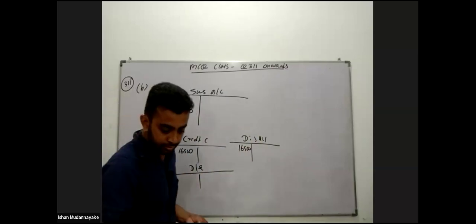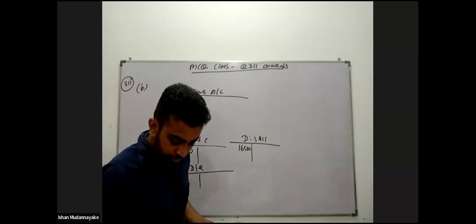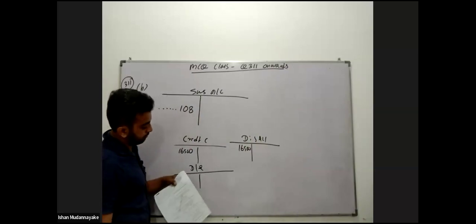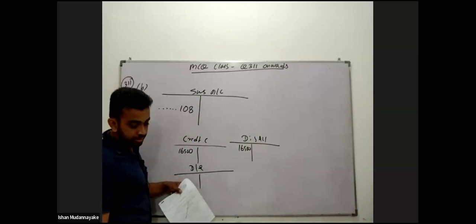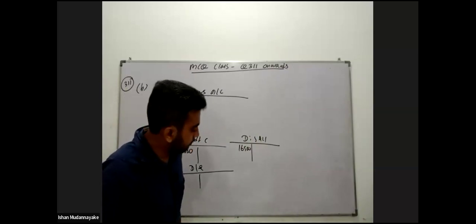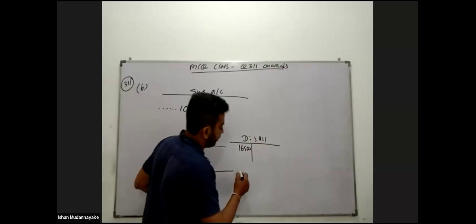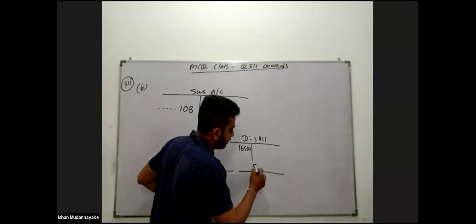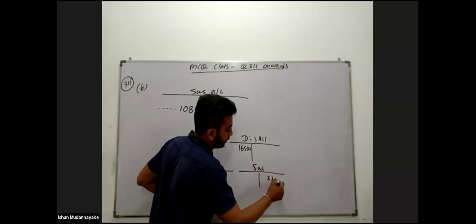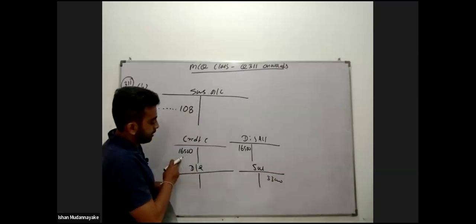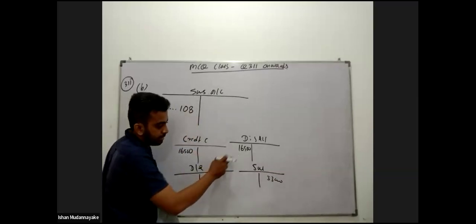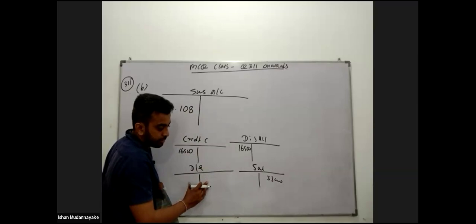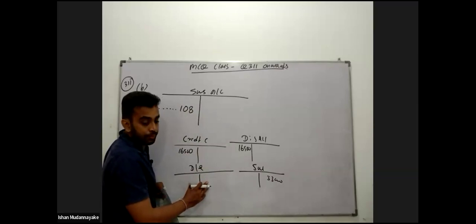Then how much is the total difference? The total difference is 33,000. Definitely this 33,000 they have recorded in the suspense account. The debit side is 16,500, and the difference they have recorded in the suspense account. They have credited the suspense account.